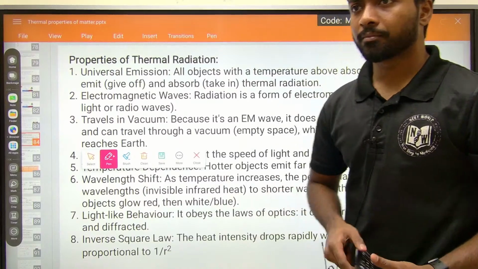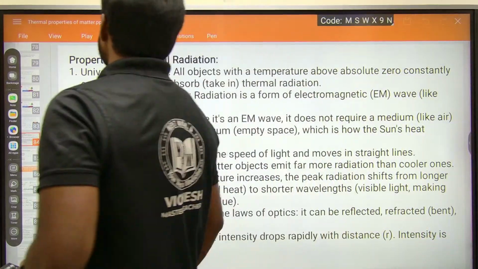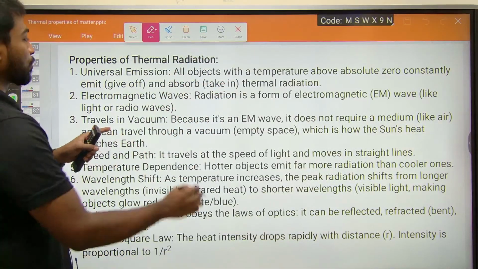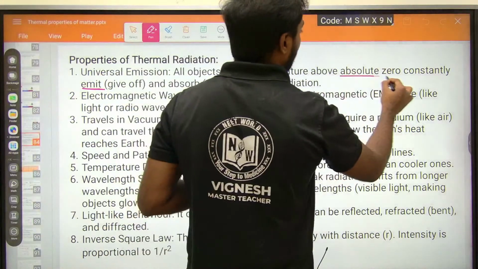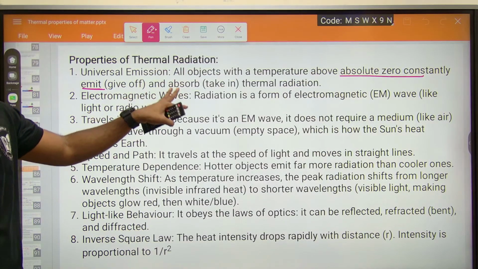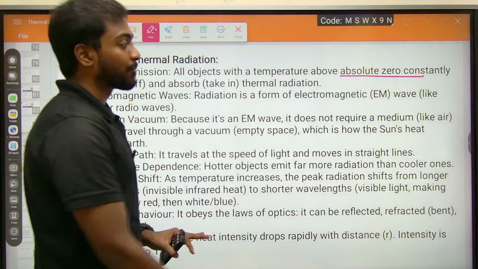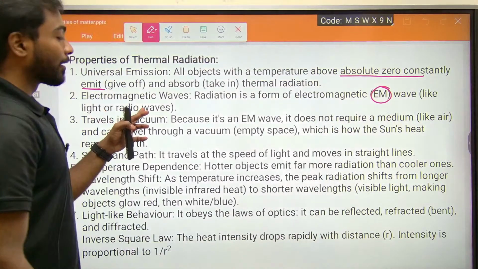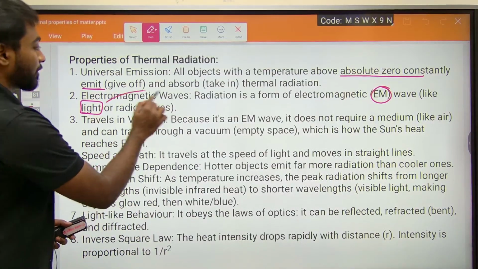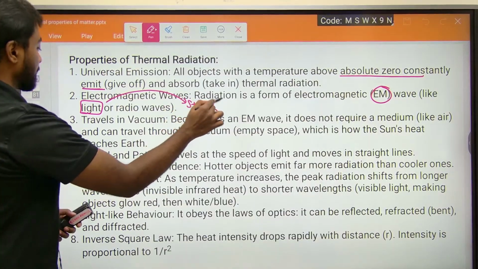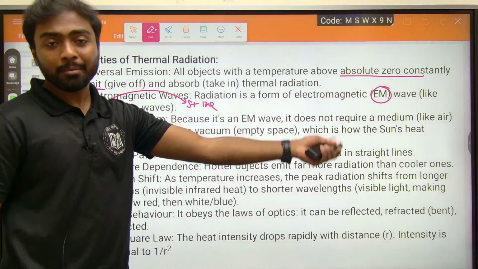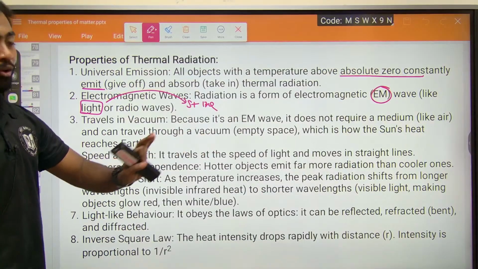Now, the first one, universal emission: all objects with temperature above absolute zero constantly emit thermal radiation. Radiation is a form of electromagnetic wave, that is EM waves, like light or radio waves. It travels with the properties of light, so in a straight line, and travels in vacuum because it's an electromagnetic wave. It does not require any medium like air, and can travel through empty space also.